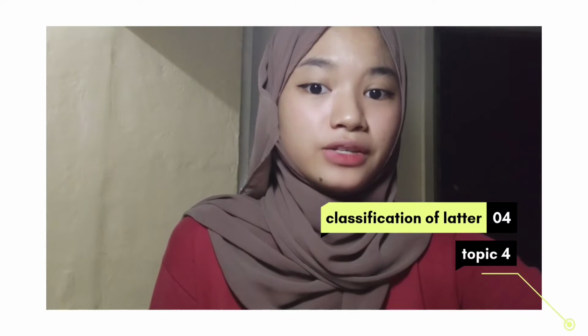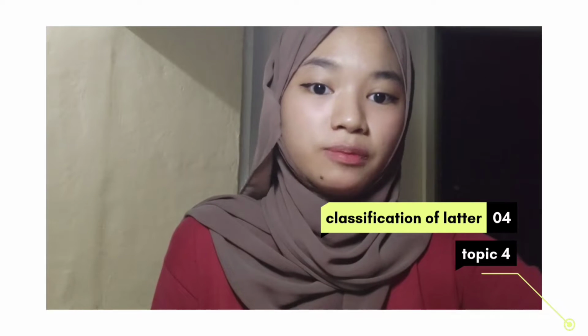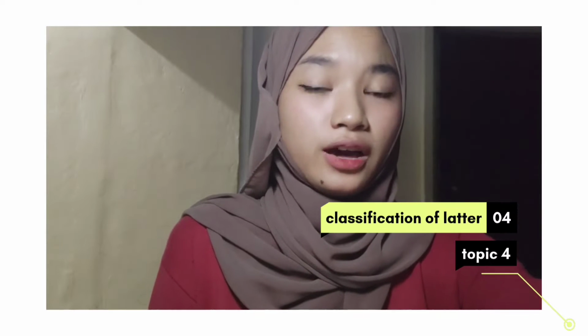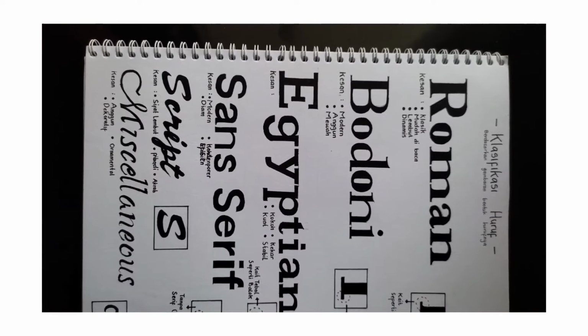So now we're on topic number 4, classification of letters based on description of the shape of the letters. So we have 6 examples here. The first one is Roman, the second one is Bodoni, number 3 is Egyptian, number 4 is sans serif, number 5 is script, and number 6 is miscellaneous. So let me explain the 6 of them.